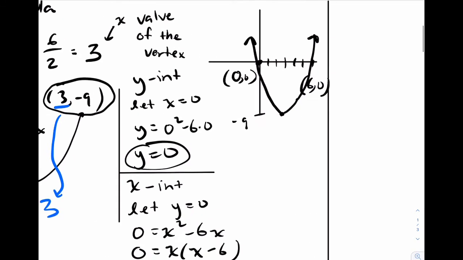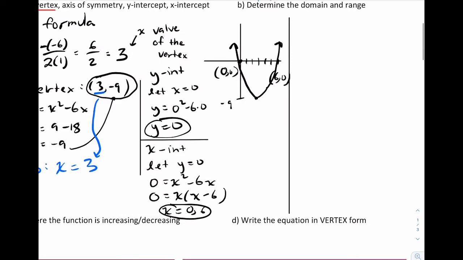So at this point, we can see a pretty nice graph that pretty much covers it. I'll even label the vertex, make it a little more clear. This will be 3, -9. And if we want to be fancy, we can actually draw in our axis of symmetry right here. That's x equals 3. So pretty accurate graph here.